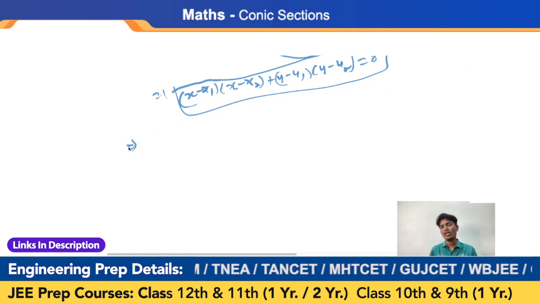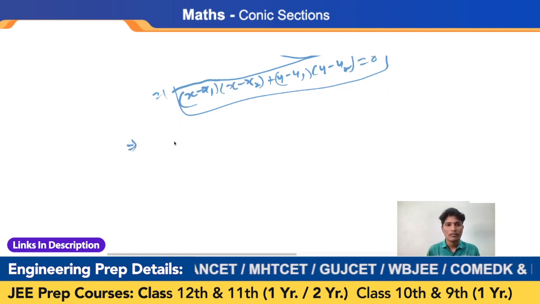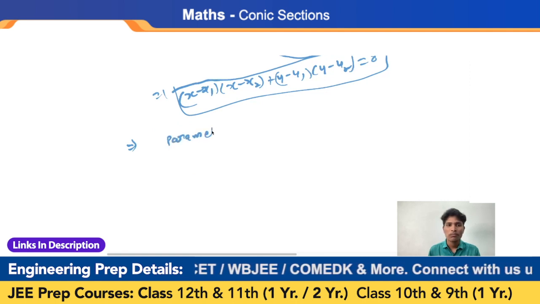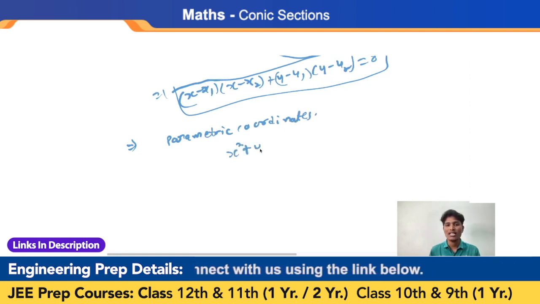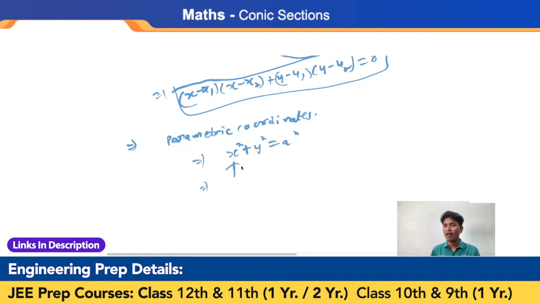And there are some important points in the circle. The important points will be the parametric coordinates. What are the parametric coordinates of circle? Take x square plus y square is equal to a square. In order to write the parametric coordinates of any curve, one thing we should remember, that is we have to substitute the x point in such a way that we can find the y. If I substitute x as a cos theta, I can find y. The y will be a sin theta.